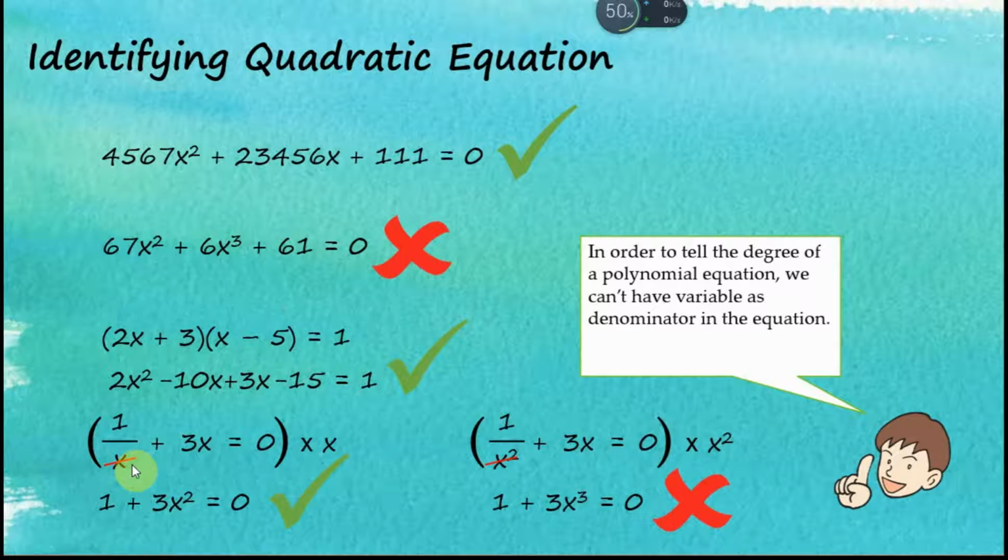Now, if we have x in a fraction, then we need to eliminate this x by multiplying the whole equation by a variable like x or x squared. Then we can tell what's the highest power, x squared or x cubed. Then we know whether it's a quadratic equation or not.